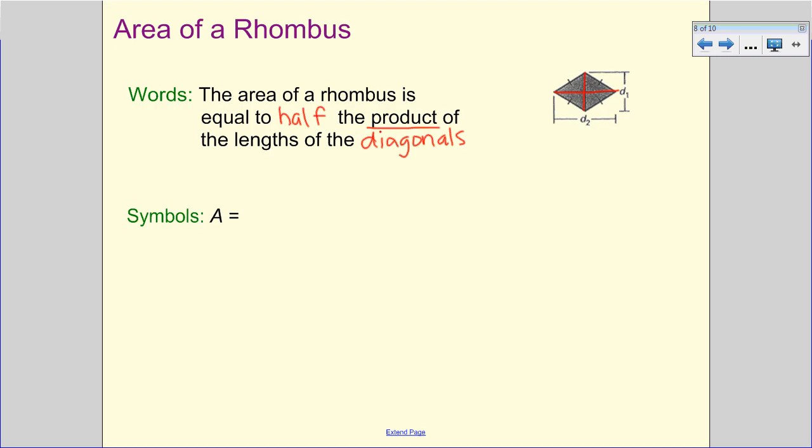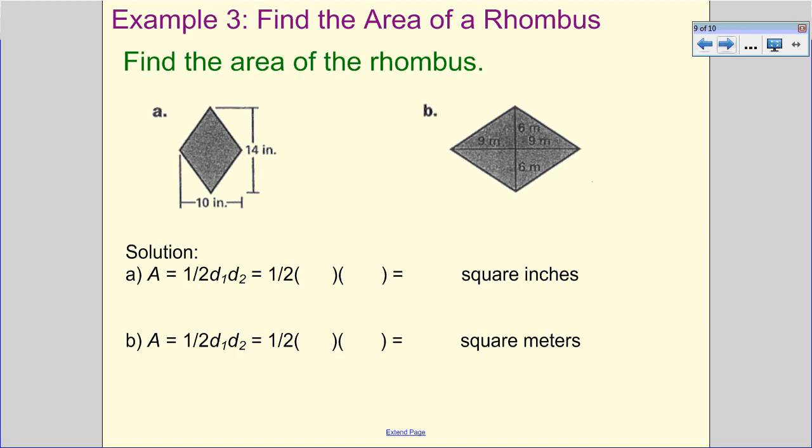So what does this look like? We're going to take 1/2, and we need to multiply the diagonals. Those are going to be denoted as D1 and D2. So 1/2 times D1 times D2. So it's kind of similar to your triangle formula, where you got 1/2 base times height. Here we have 1/2 D1 D2. So what does that look like?